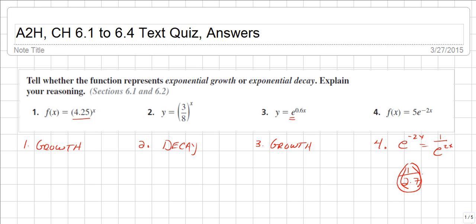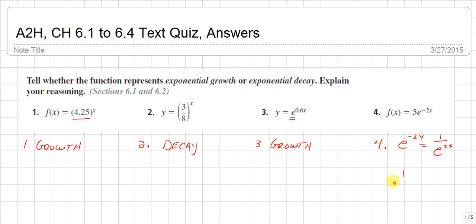Now let's just try that again. Or I could have written that as 1 over 2.7 to the 2x. That's probably a better way to show it. And the base is fractional, so this is going to be decay.